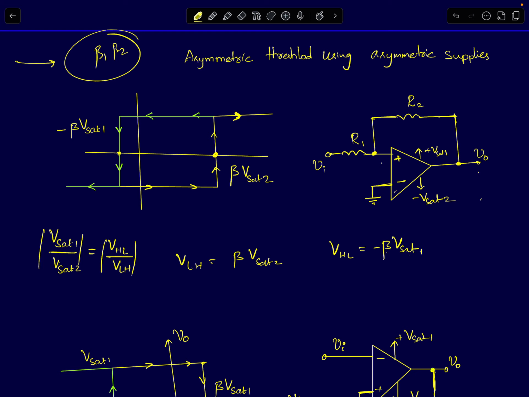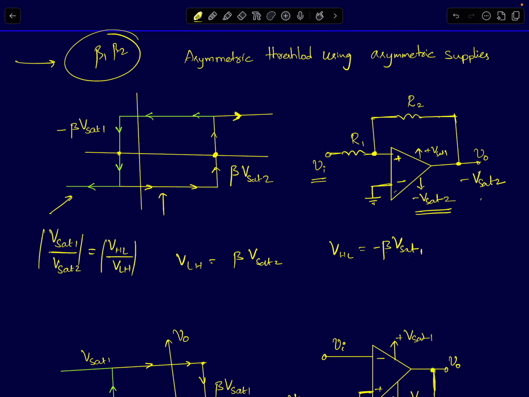In case of a non-inverting Schmidt trigger, how do you analyze it? Assume that your input voltage is a huge negative voltage first. That negative voltage is going to the positive non-inverting terminal, so the output voltage will be negative. Here it's a dual supply op amp, where the positive supply is at plus VSAT 1 and the negative supply is at minus VSAT 2. So the output is at minus VSAT 2, and you are at this point. Now you can derive an equation and find out the threshold voltage.